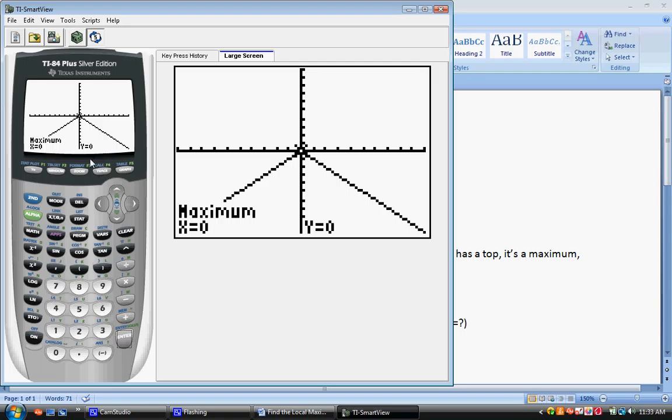Remember that these functions can have both a minimum and a maximum. If they do, you just repeat the steps for both the minimum and the maximum. So if you had a top to a graph, you would do the maximum. And if you also had a bottom of a graph, a valley, you would do the minimum.